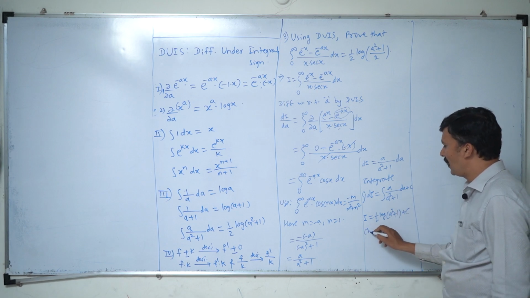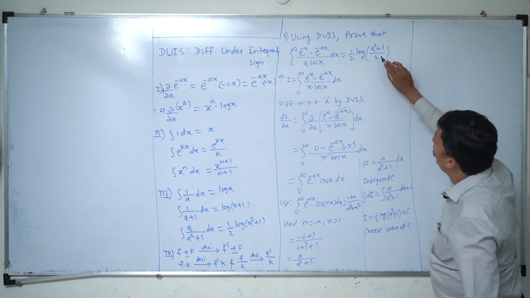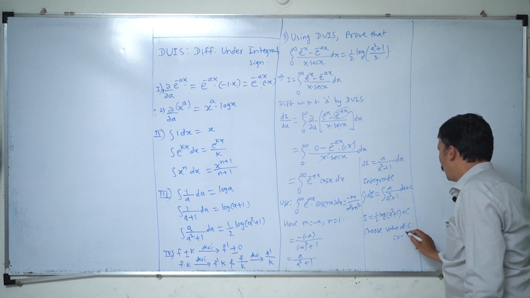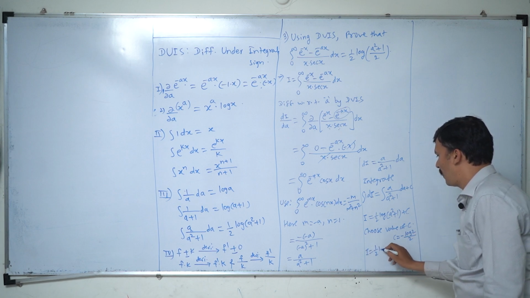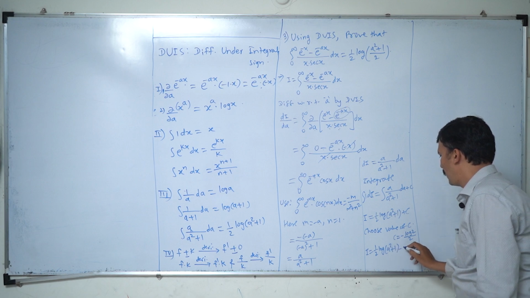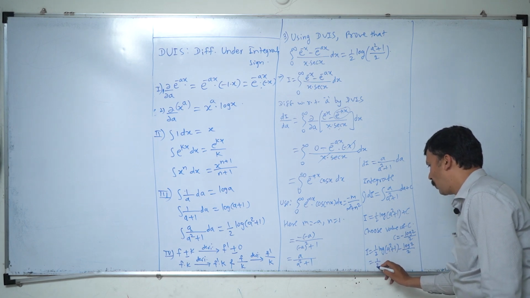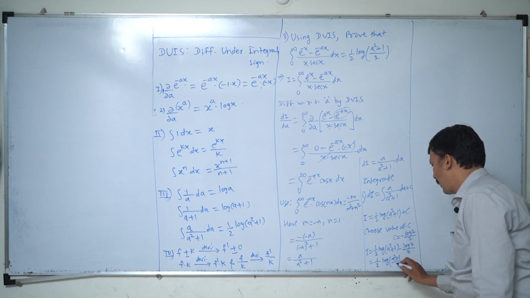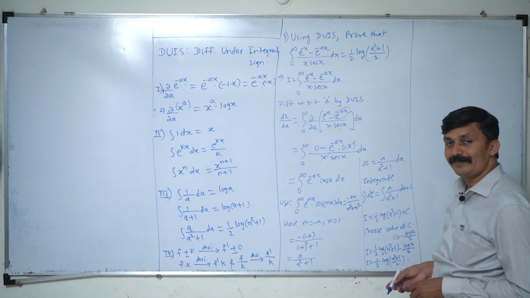Now we have to choose a particular value of c. We want here a square plus 1 upon 2. That means c equals minus log 2 upon 2. So I equals 1 by 2 log of a square plus 1 minus log 2 upon 2. If you take this 2 common, so 1 by 2 log of a square plus 1 minus log 2, that is, a square plus 1 upon 2. This is the required answer. Thank you.